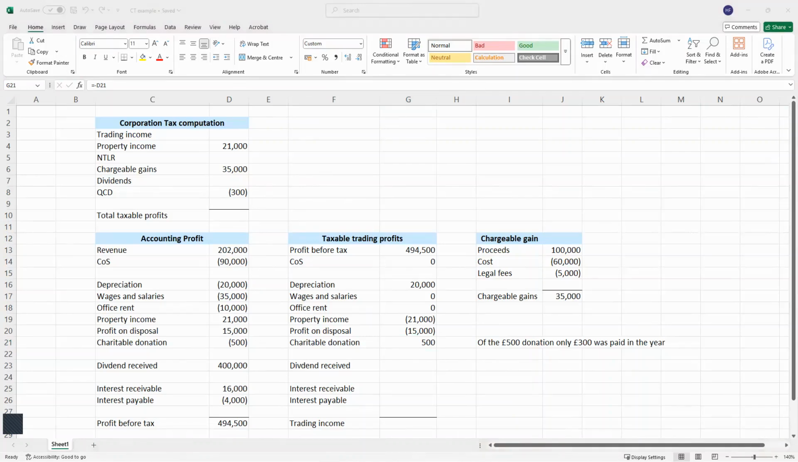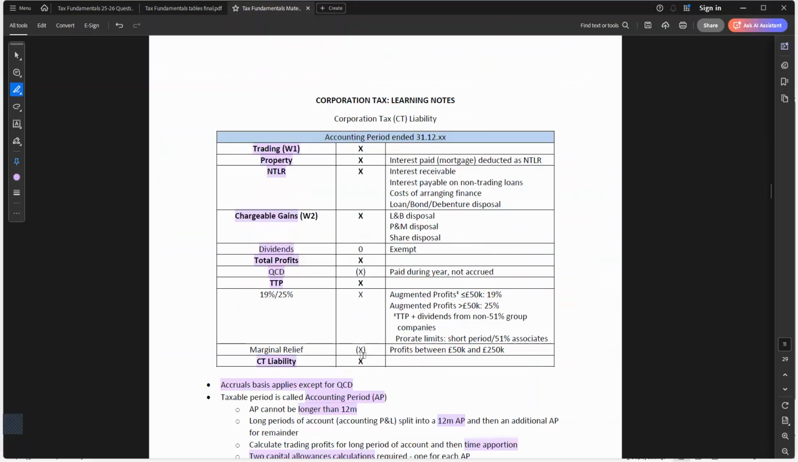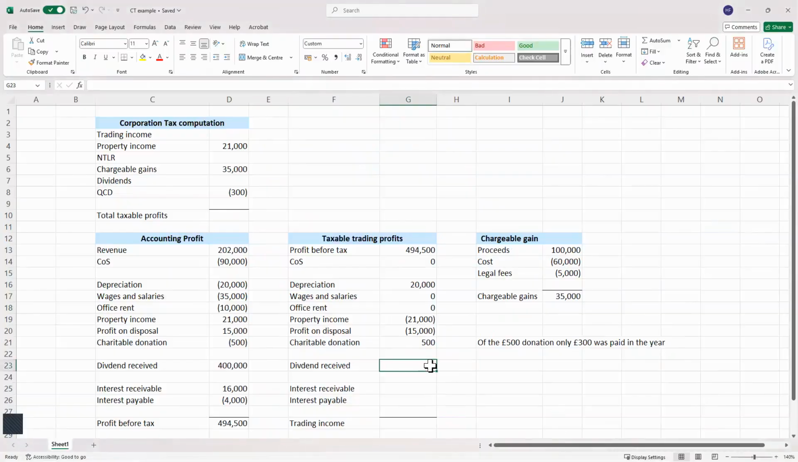We've then got dividends received. It's a really important point to remember for corporation tax, that dividends are exempt and therefore not taxable. So what we need to do here, we need to take out the dividend amount received from the trading profit, which is £400,000.